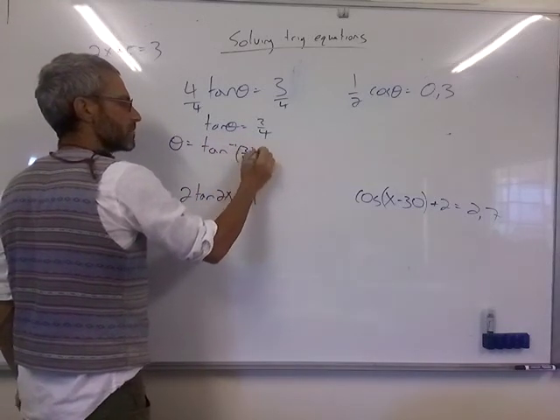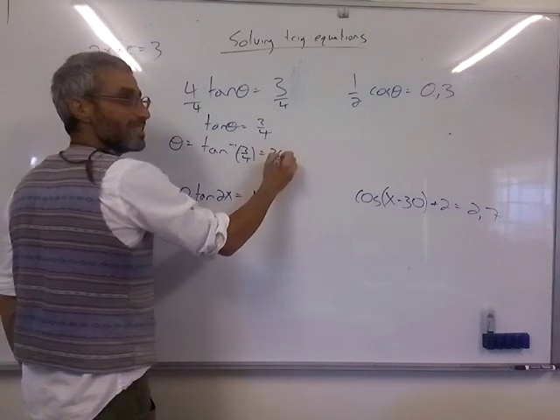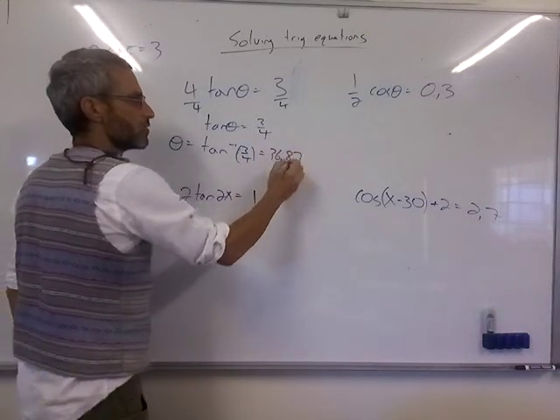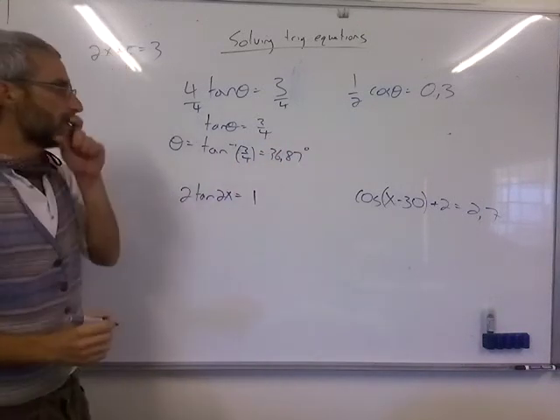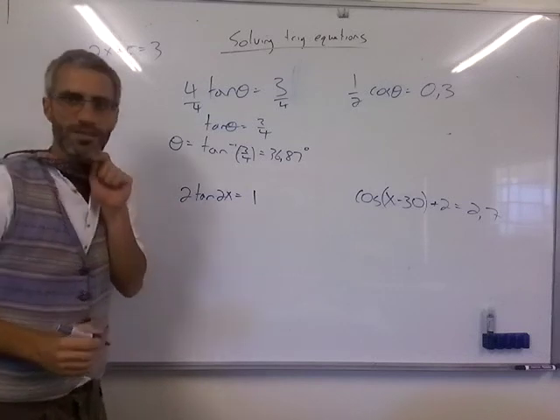Can we have an answer? 36,87. Okay, and that's rounded up, yeah? Don't forget the degree sign, okay? So that's pretty easy, okay?